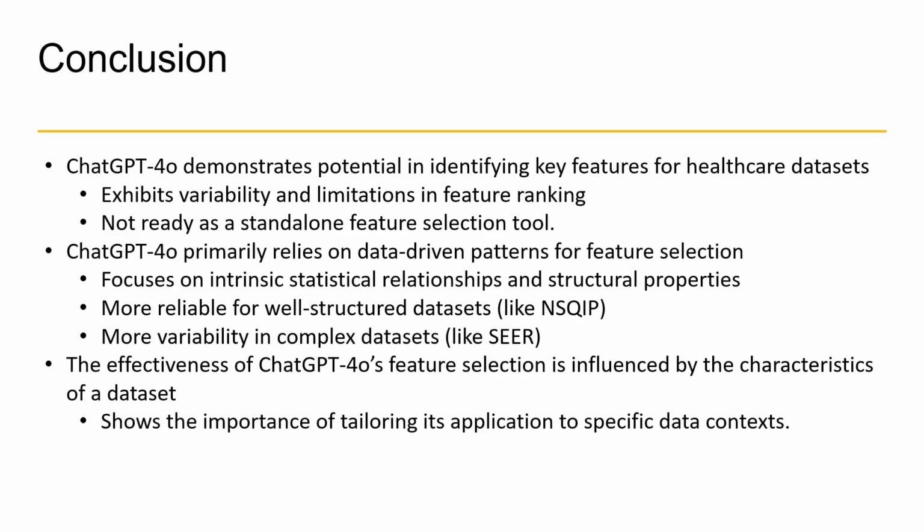So in conclusion, ChatGPT 4.0 demonstrates potential in identifying key features for healthcare datasets. It exhibits variability and limitations in feature ranking, and is not ready as a standalone feature selection tool. ChatGPT 4.0 primarily relies on data-driven patterns for feature selection, and it focuses on the intrinsic statistical relationships and structural properties. It is more reliable for well-structured datasets like NSQIP, and has more variability in complex datasets like SEER. The effectiveness of ChatGPT 4.0's feature selection is influenced by the characteristics of a dataset, and it shows the importance of tailoring it to applications for specific data contexts.